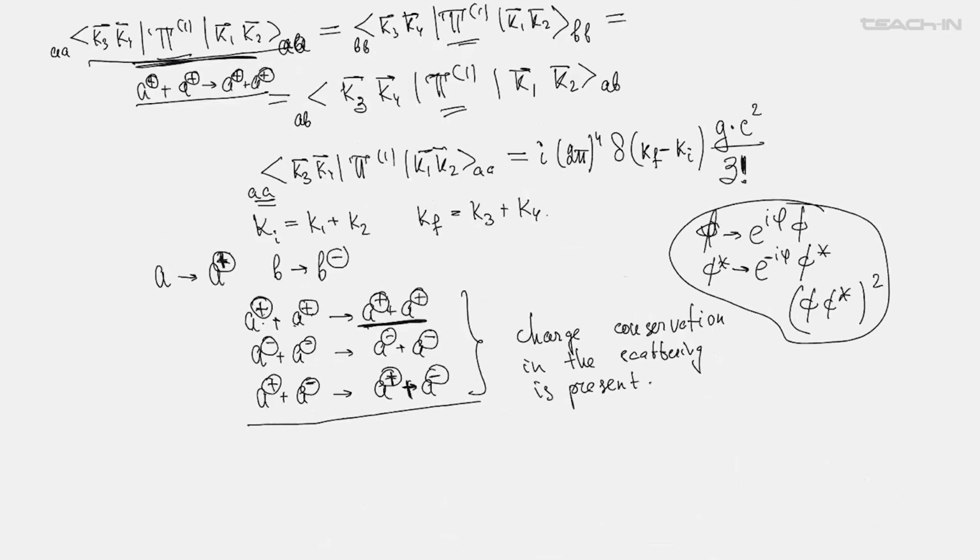Yes, but my question is why this process is not allowed? I mean, A plus goes to A plus plus A minus plus A minus. I mean, one particle goes into three particles, why is that? You mean A plus goes to A plus plus A minus? That's prohibited by conservation laws. By which conservation, of charge? This is prohibited not by conservation of charge, but by the conservation of energy and momentum.